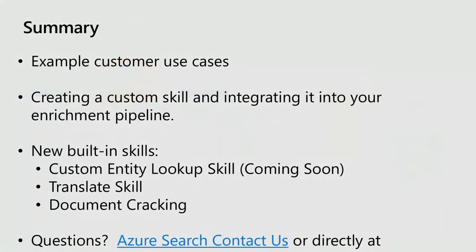So with that, let's do a quick summary. We talked about some example customer use cases, four of them, and some problems that the various industries face. We talked about what it would take to create a custom skill and integrate it into your enrichment pipeline. And then we talked about some new skills: custom entity lookup, translate skill, document cracking.